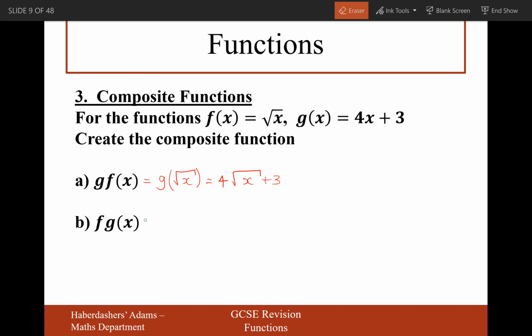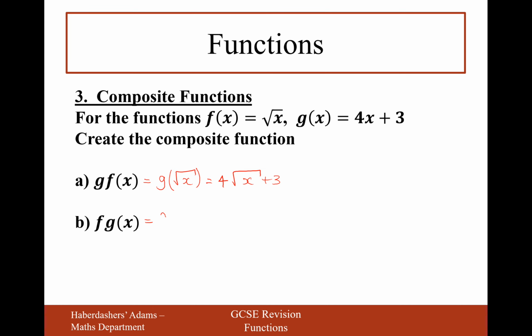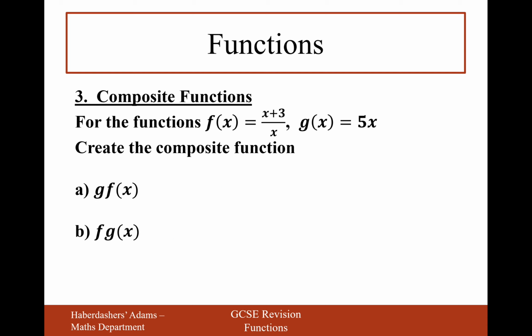Let's move on to the next one. So this time we do the g function first, and the g function here is 4x plus 3. Then we're going to take all of this value here and substitute it into the x value in the f function. So it's going to be square root 4x plus 3, where the whole thing now is inside the square root. Okay, so hopefully that made sense. Let's have a go at a couple more.